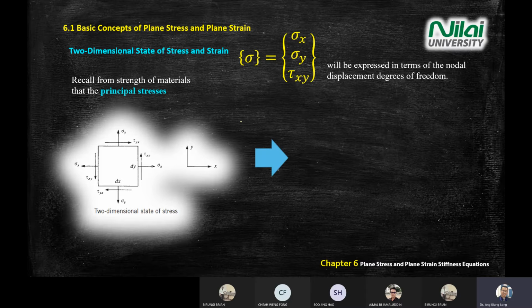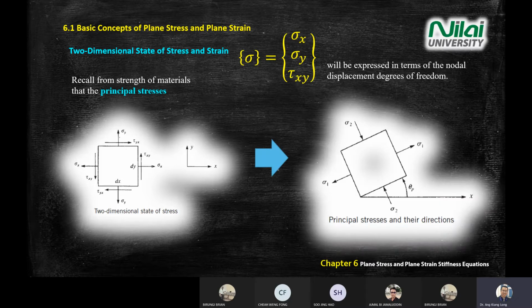And then there is this, you need to recall from your statics and dynamics class, what is principal stress. So if you're given an element on the left hand side with all the stress x, shear xy, and so on, if you rotate this element at a certain degree, all these stresses on the left hand side will become principal stress, as you can see from the diagram on the right hand side.